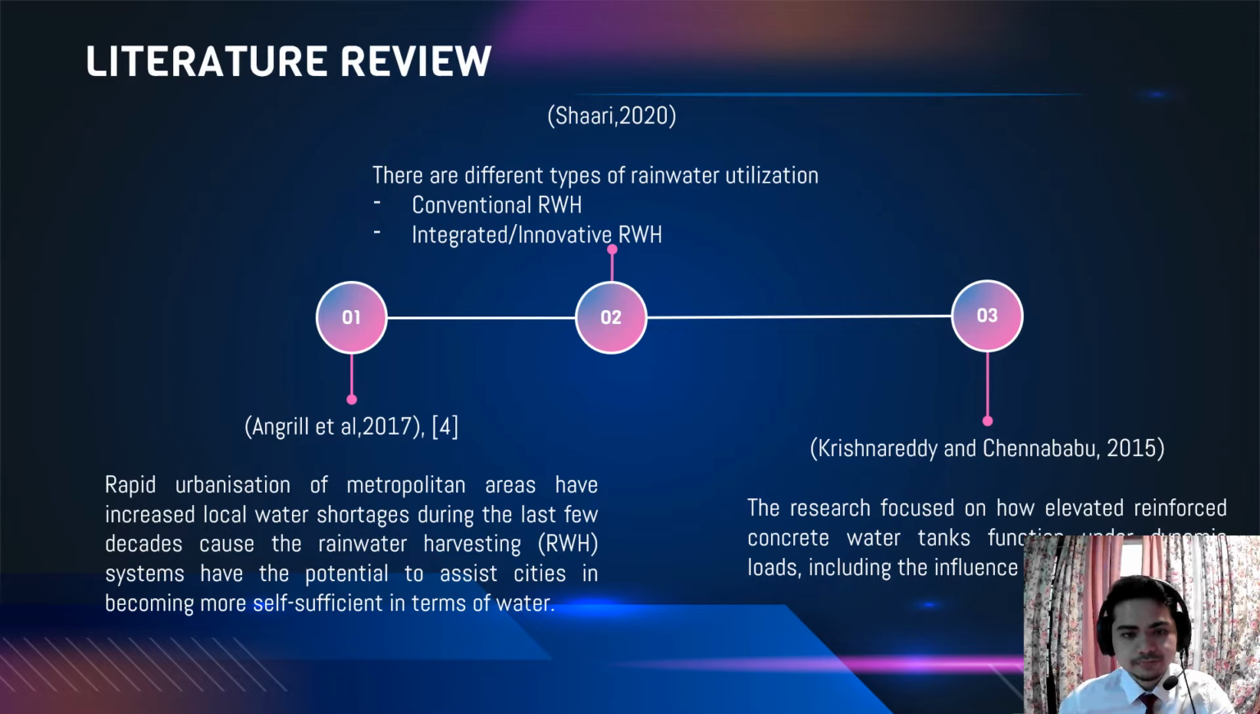The literature review. This method is needed to identify what research has already been done for rainwater harvesting. These are 3 out of 10 journal articles that have been reviewed. First, Engel stated that due to rapid urbanization, the rainwater harvesting system has potential to assist cities to reduce local water shortages. Second, Sha'ari also mentioned that there are different types of rainwater utilization. First, conventional, and second, integrated rainwater harvesting.